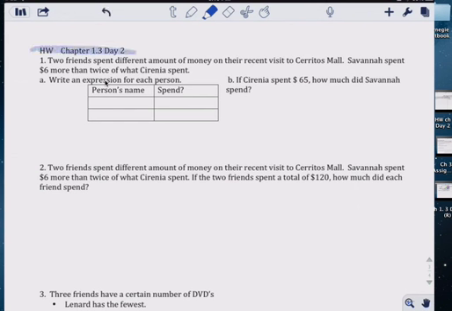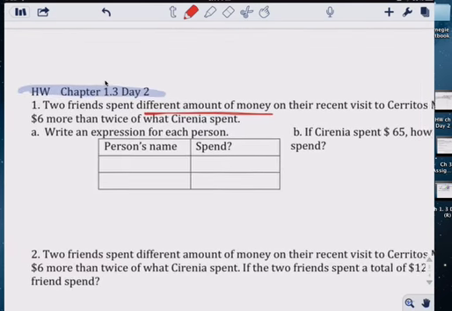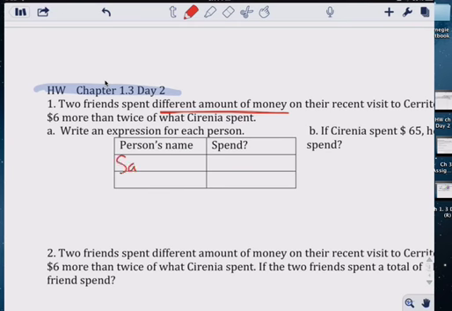This is the homework. It says two friends spent different amounts of money on their recent visit to Cerritos Mall. Savannah spent 6 more than twice Serenia. Okay, we've got Savannah.